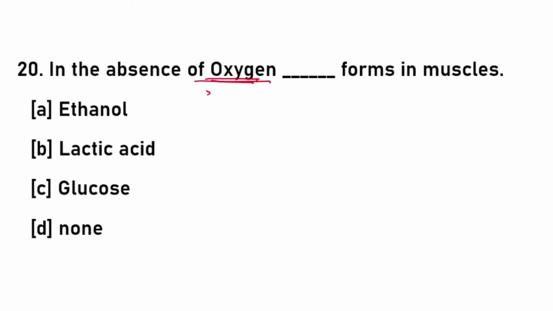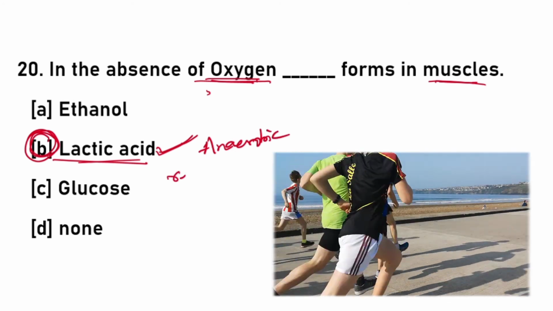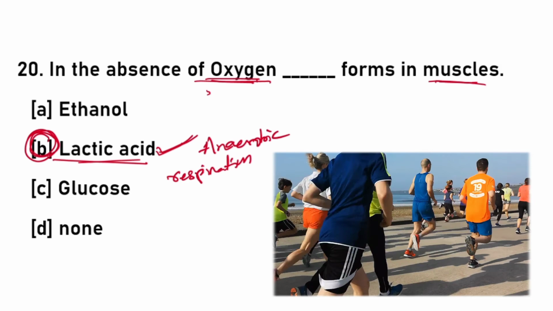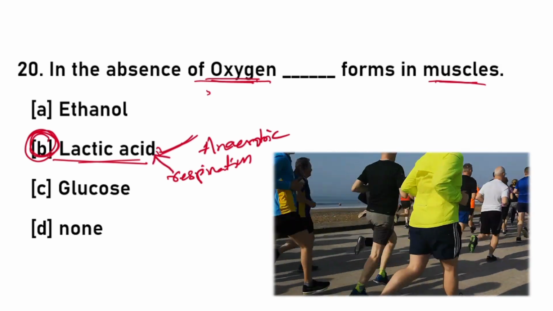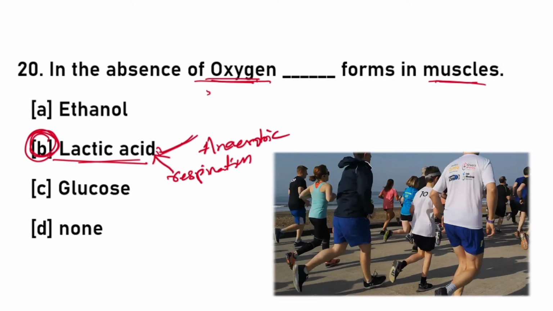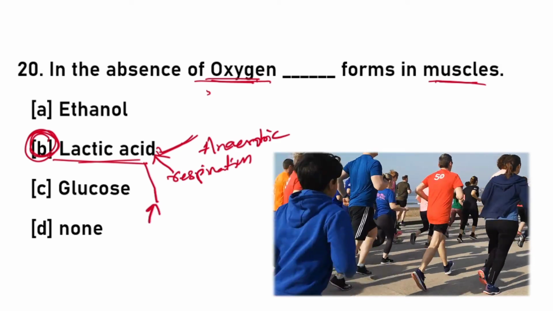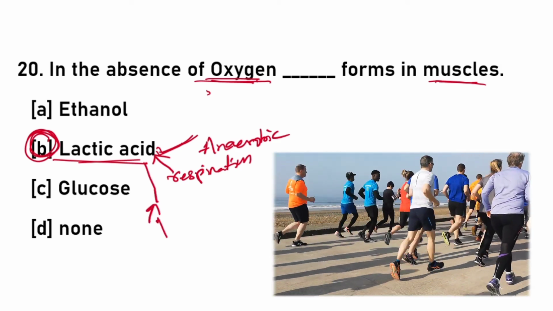20th question. In the absence of oxygen, dash is formed in muscles. Answer is lactic acid. In the absence of oxygen, anaerobic respiration takes place, which results in the formation of lactic acid in the muscles.